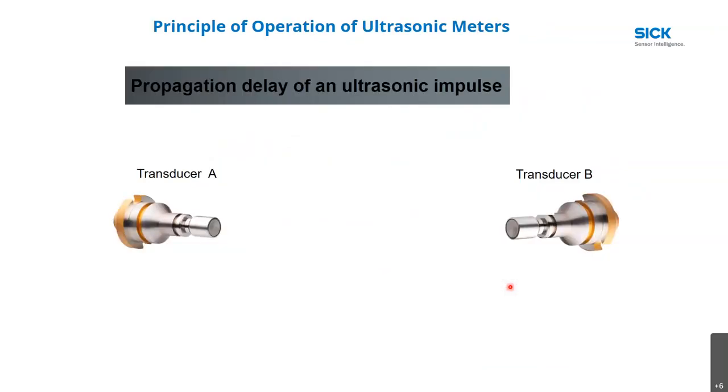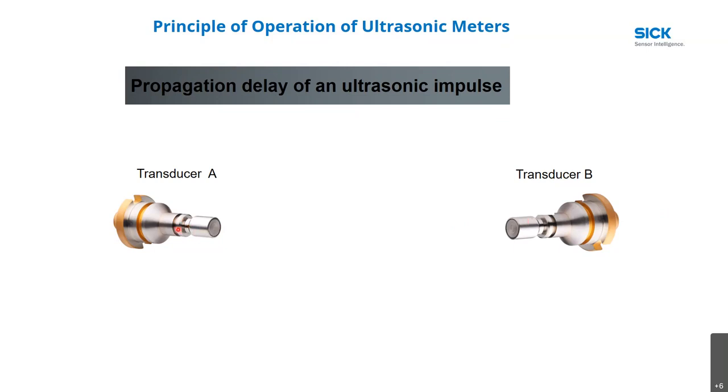So here's a little bit of an illustration that shows that. Here's a pair of transducers that you would normally find mounted inside the ultrasonic meter body. You can have one pair of transducers, two pair, up to four, and up to eight pair of transducers, depending on what meter you're working with and what the application is. In this case, we're going to show an example of one pair of transducers. Here you see one transducer upstream and the other one downstream.